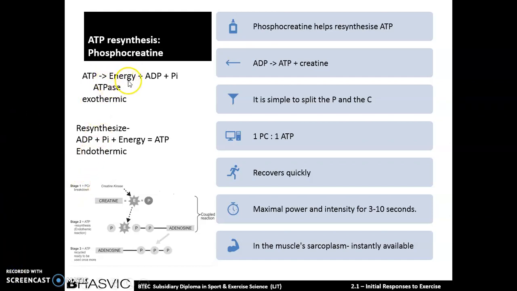ATP can make energy plus ADP, a phosphate, and ATPase, which is an exothermic reaction. Because it produces energy, it's exothermic. However, when resynthesizing, you need ADP plus a phosphate and energy. This will make ATP. This is an endothermic reaction, which means it takes energy in. When you combine both of these together, it's a coupled reaction, as it is both endothermic and exothermic.